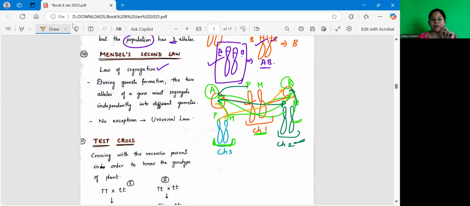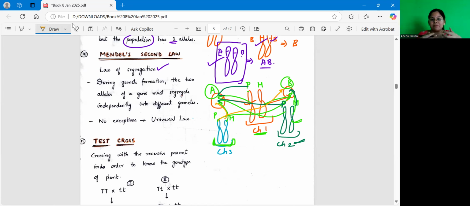So there is no hard and fast rule that only paternal will move to one side and only maternal will move to the other gamete. Any of the chromosomes can move to any of the gametes. So they can segregate independent of each other. Okay, this is all about your law of segregation.